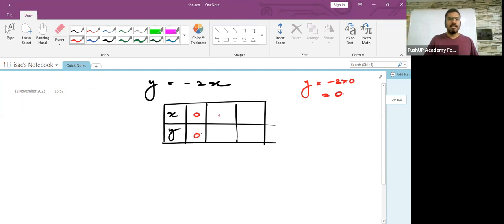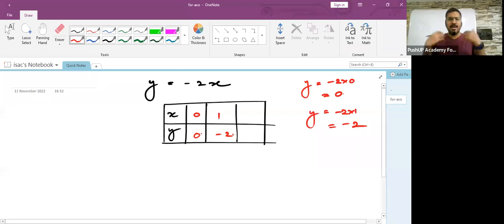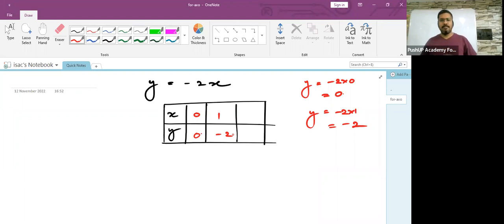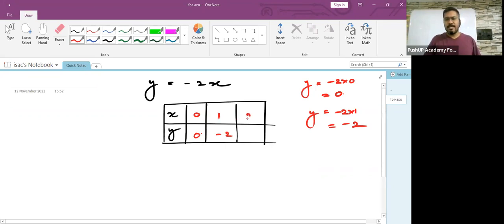Got it? Shall I take x is equal to 1? So how much will be the value of y? Minus 2 into 1, which is equal to minus 2. Okay? So there is nothing to ask you in this. That is why I'm not asking anybody, online students also. Once I feel that I should start asking questions to you, I will start. Okay. Now, let's take the value of x as 2. Then y will be how much? Minus 2 into 2, that is equal to minus 4.